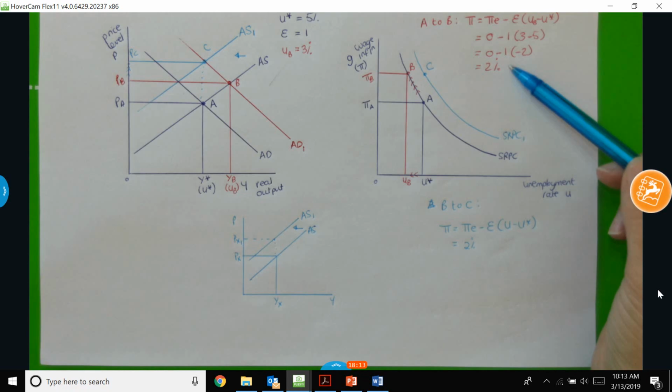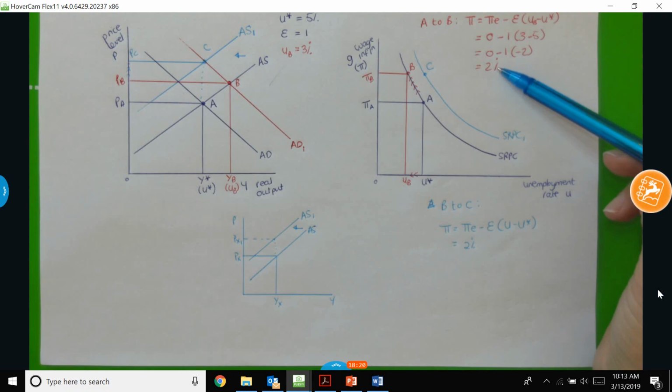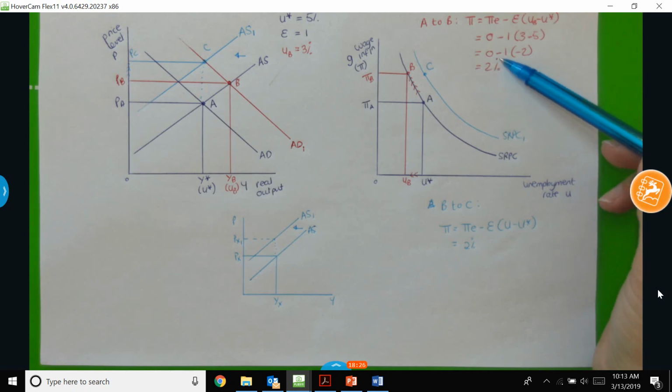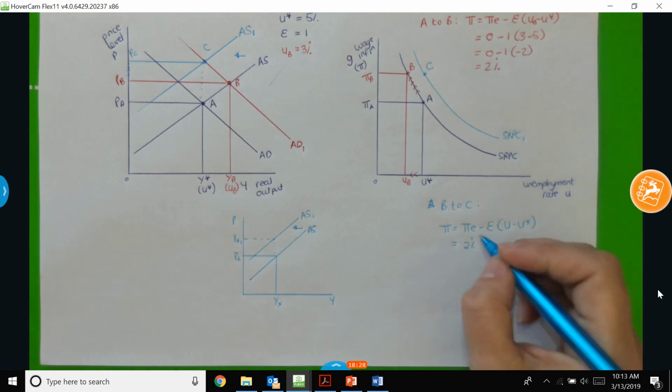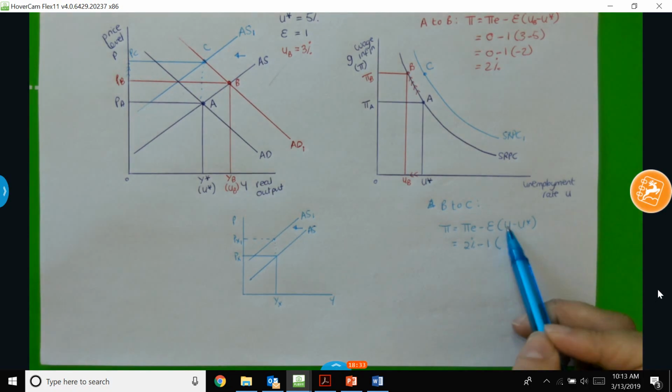That 2% change in inflation is then what we used or had to base our inflationary expectations on. So our best guess about inflation for the future was that inflation would at least be 2%. So that's our inflationary expectation, minus epsilon, which is 1. But now note what happens.